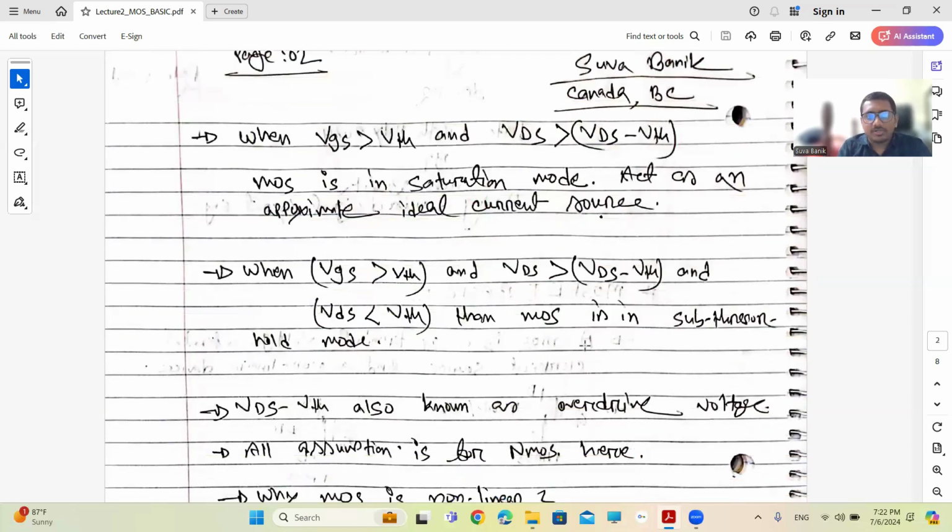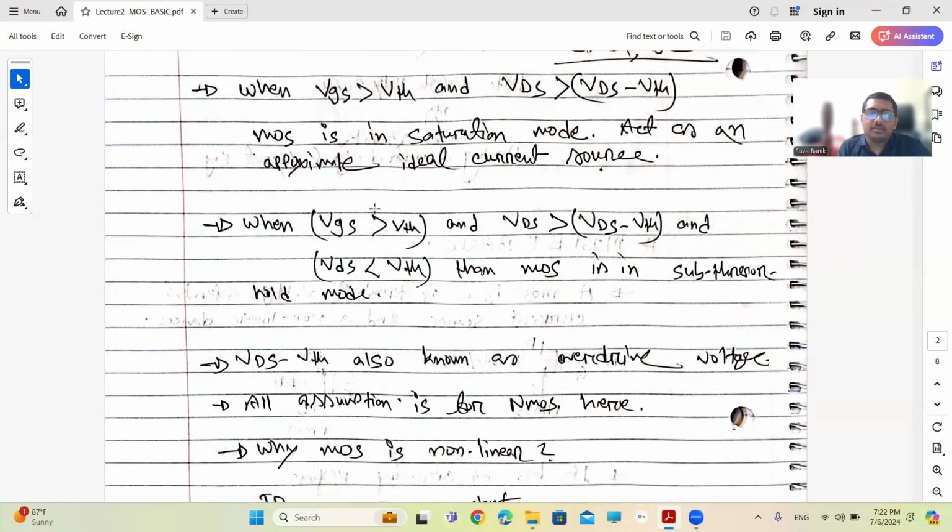And the most important region is saturation, where it is mandatory for analog engineers to keep the MOSFET in saturation mode whenever we are making any amplifier or something like that, for example a current mirror. So what is the condition? Again, VGS minus VTH, the MOS should be on, and its VDS should be greater than its overdrive voltage. In this region, the MOSFET acts as an ideal current source. Not ideal, actually; due to channel length modulation it is not ideal. I will discuss it in a separate video later.